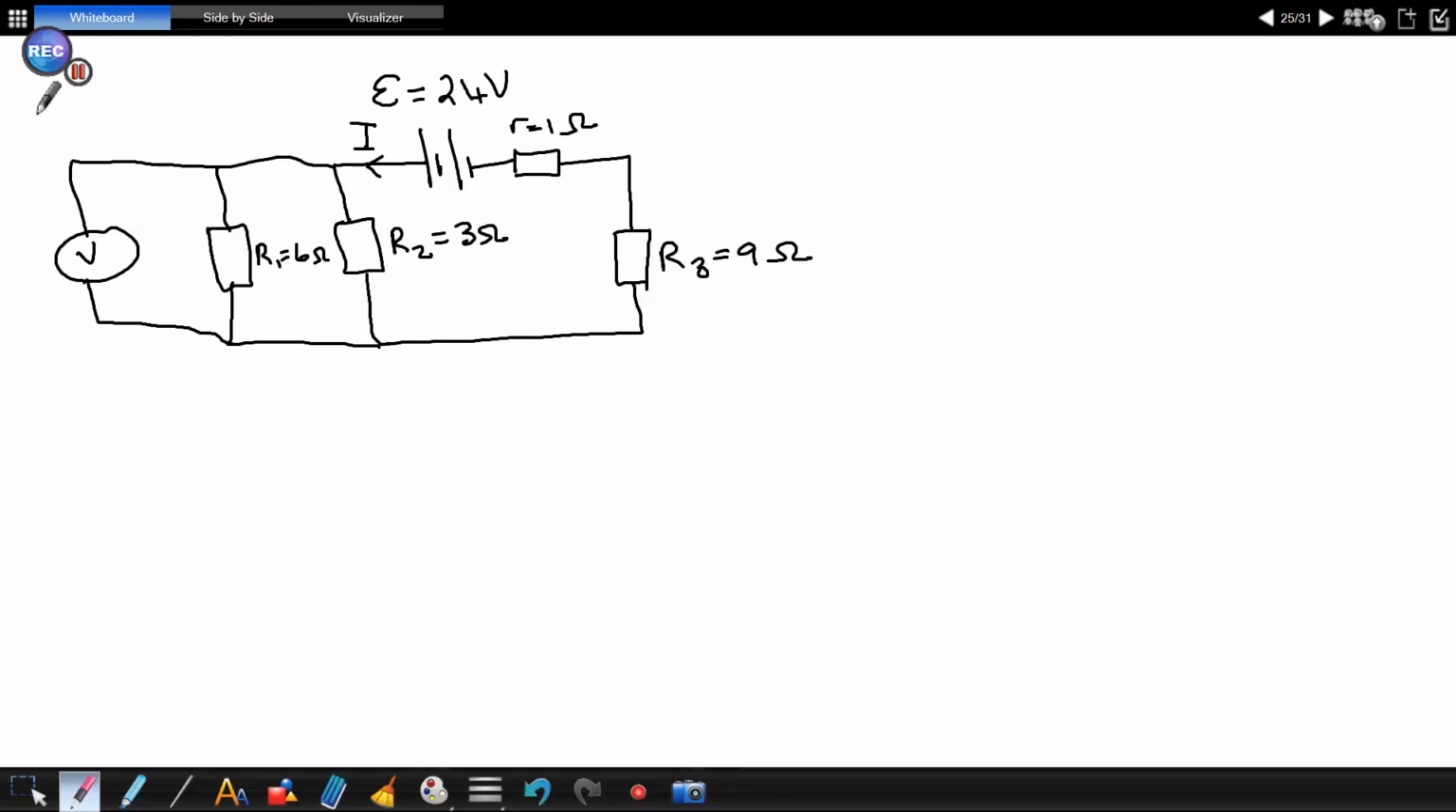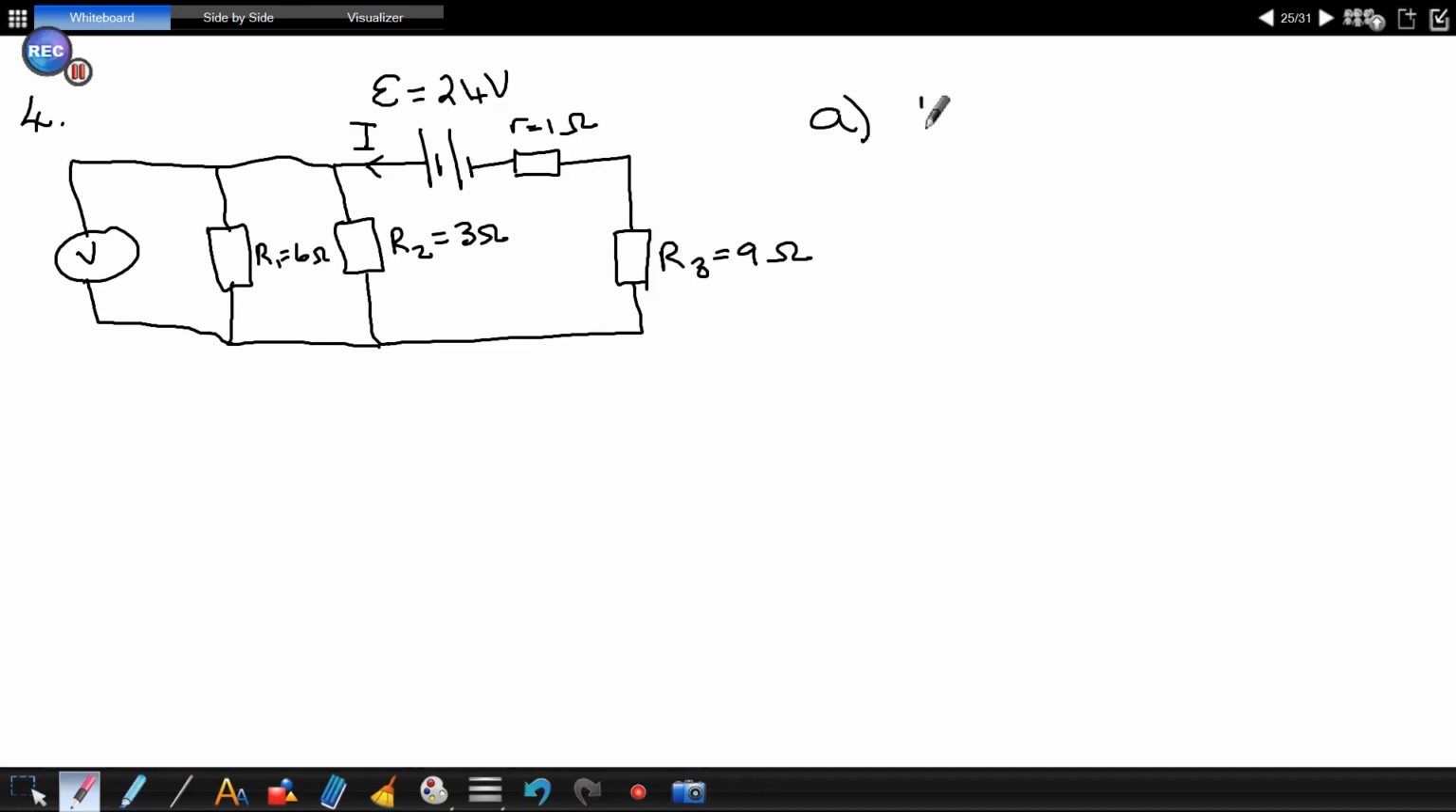So in this example 4, we have a battery with an EMF of 24, an internal resistance of 1 ohm, and then 3 resistors: R1 is 6 ohms, R2 is 3 ohms, R3 is 9 ohms. Which ones are connected in parallel? R1 and R2. And then a voltmeter across the parallel combination. In A, they want us to determine the current in the circuit. What do I need?